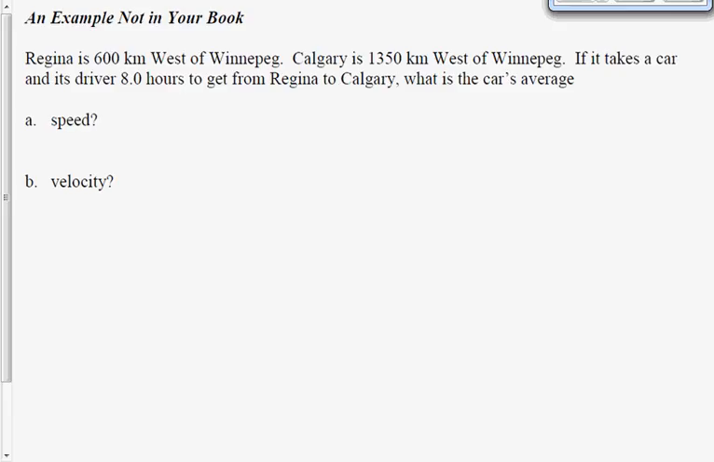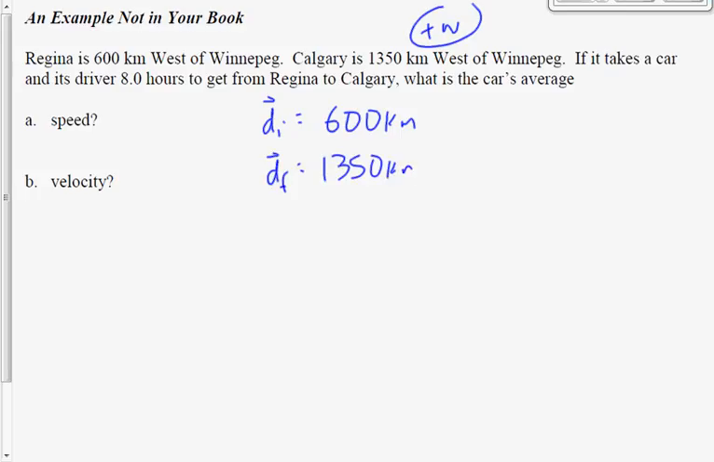When I drive from Regina to Calgary, my initial position will be 600 kilometers. Let's define west as positive, right? Usually we make east positive, but since everything is west here, let's go west positive. You want to make it the other way around? That's okay. My initial position is 600 kilometers to the west. My final position is 1,350 kilometers to the west. The time, what time would I use there? Would it be t or delta t? Delta t, it's the time interval, right? It's not what time it is on my watch. It's how much time has gone by.